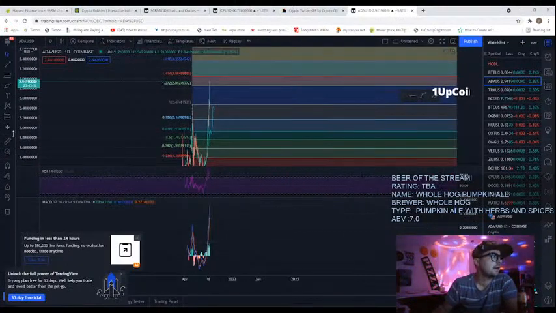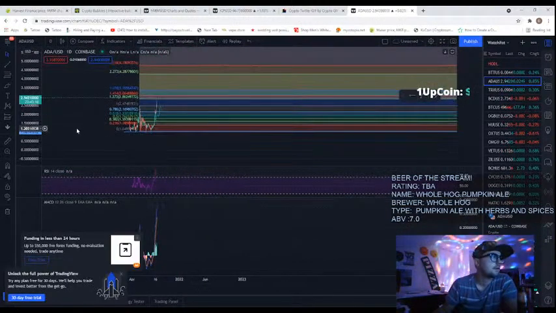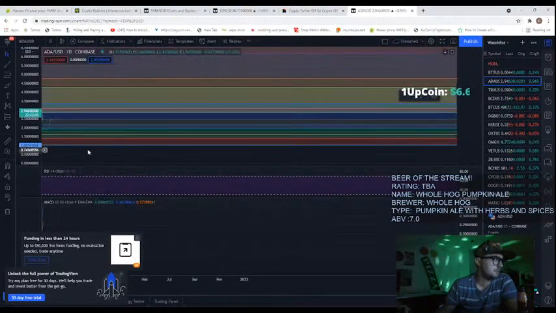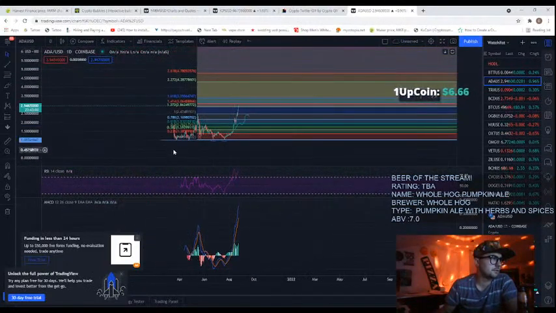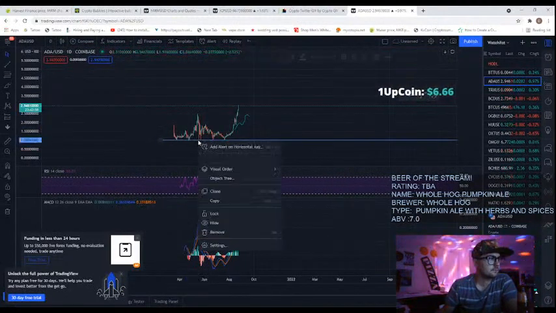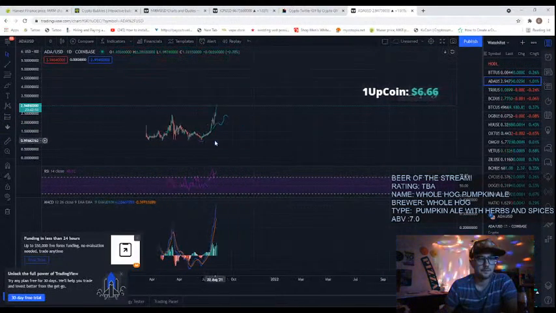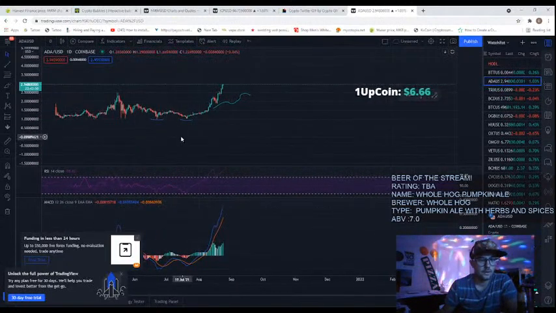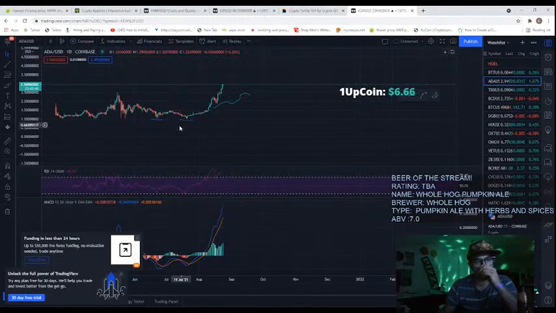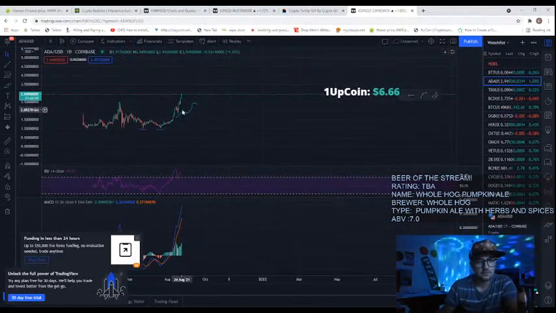Okay, so obviously, like I said, this is an ADA pump stream. We're talking about Cardano a little bit today. We've got our fib extensions, and I've drawn the fib extensions from, let's get rid of some of this here. We have this nice double bottom right here. We identified this bottom and this bottom on stream. We were talking about it, you know, for a minute before it started to pump. A couple episodes ago, you know?